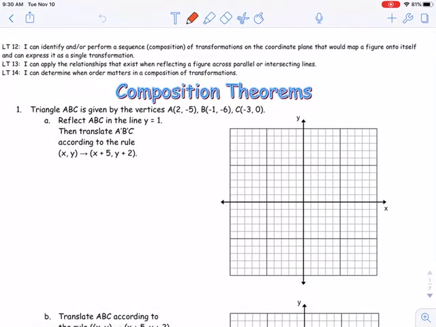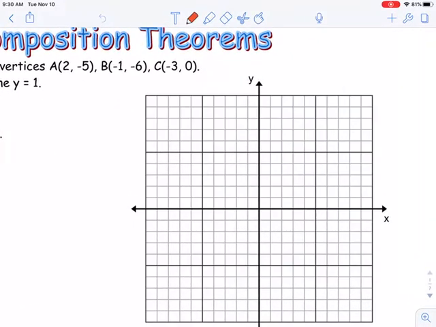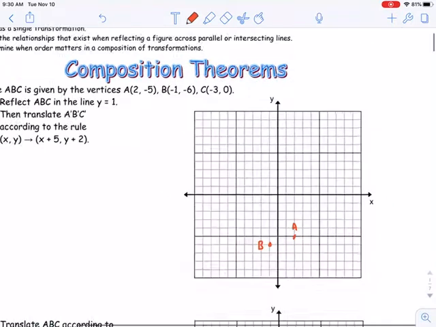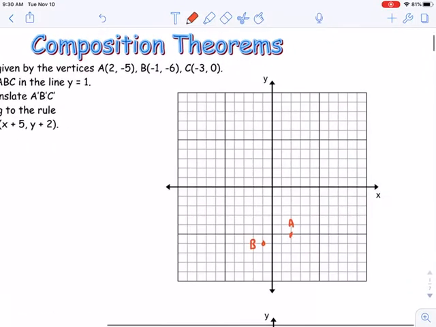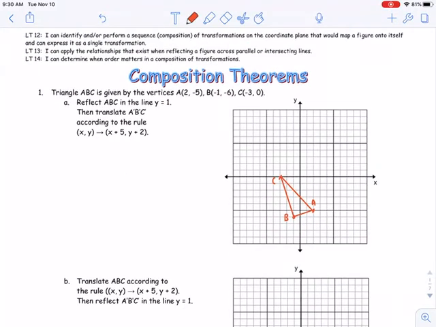So here's a little warm-up, a bit of review of some of the things we've done. Let's go ahead and graph this triangle first. Triangle A is at (2, -5), B is at (-1, -6), and C is at (-3, 0). So this is the triangle right here. What a beautiful triangle it is. I love this triangle so much. Actually, if you want to know a fact about me, my favorite triangle is the right isosceles.